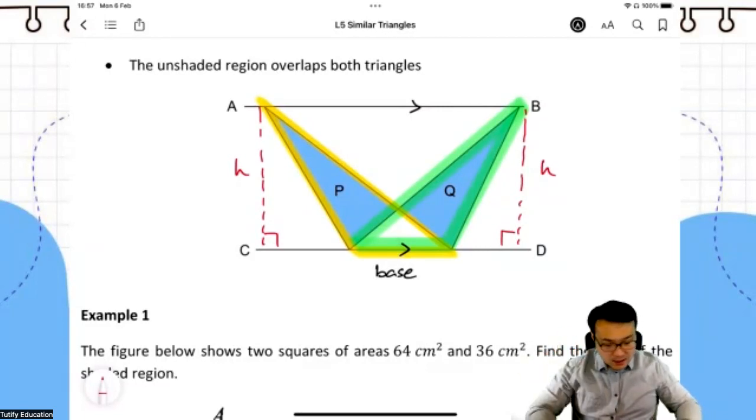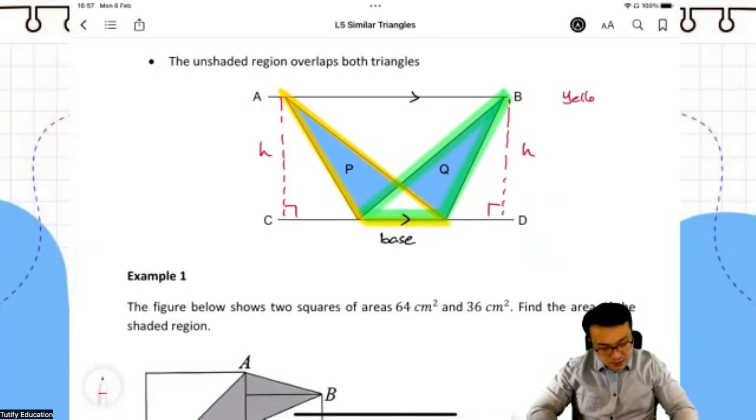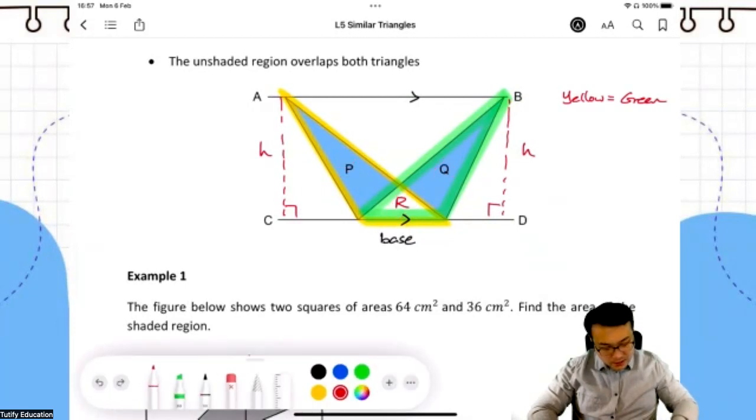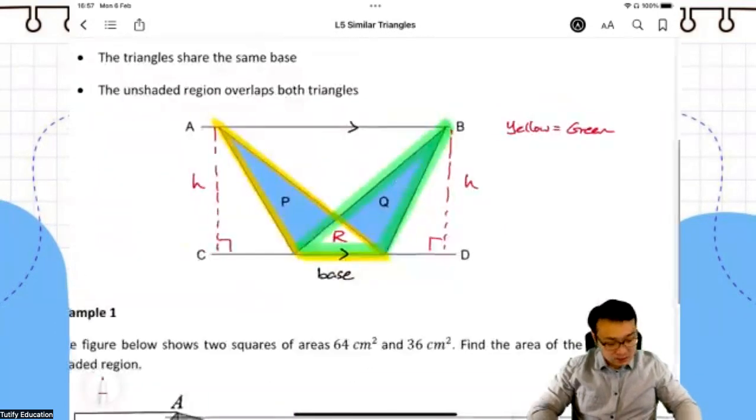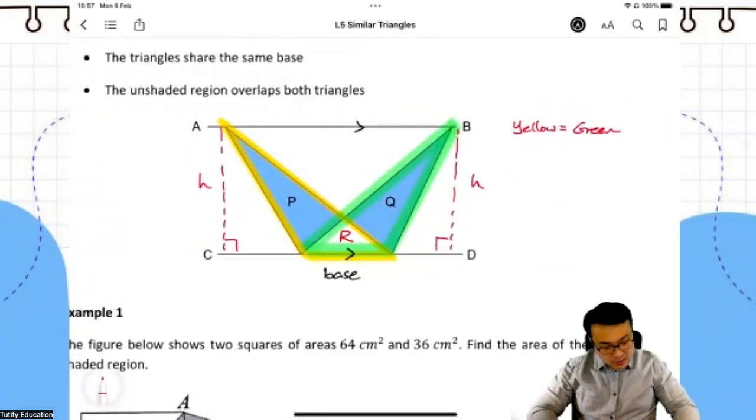And what I can say is that the area of the yellow triangle equals the area of the green triangle. If I were to call this area R, you see P, Q, R, right? The overlapping area, let's call it R. Then what can I say about that? The yellow triangle is the area P plus the area R. And that equals the green triangle, area Q plus area R. If you cancel out the overlapping area R, you will realize that the area P equals the area Q.